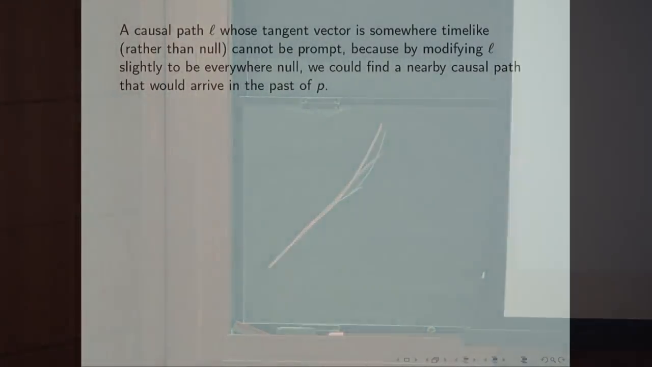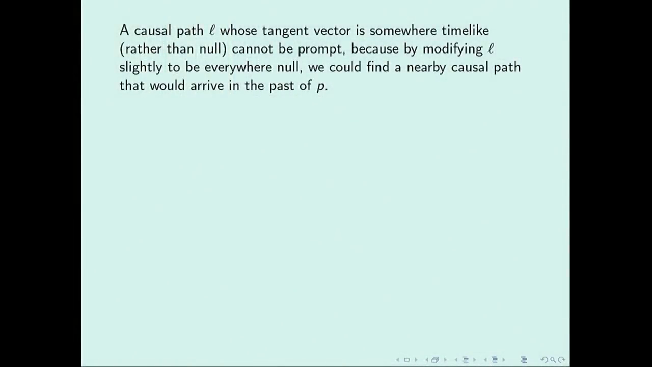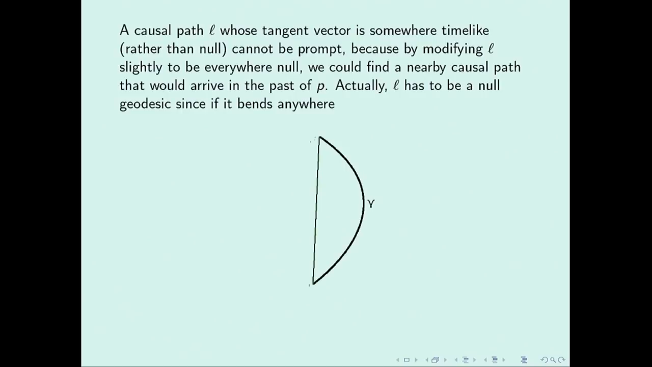And if a causal path ever deviates even slightly from being light-like, that means it's not going as fast as it could have gone. You could deviate in the same direction, but in a light-like direction, get slightly in the past of the first one, and once in the past, always in the past. So a prompt causal path will have to be everywhere null. And it actually has to be a null geodesic, because if it bends anywhere, it won't get to its destination as quickly as possible. So this is meant to be a picture in space.